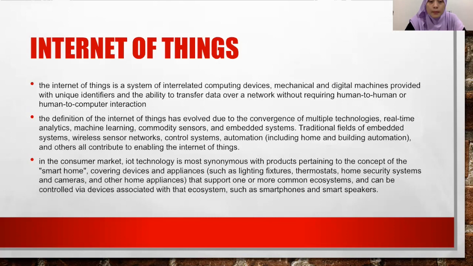So in the consumer market, IoT technology is most synonymous with products pertaining to the concept of the smart home. Okay, covering devices and appliances such as lighting fixtures, thermostats, and things like that. Now with a smart home, they can automatically adjust your house to be at a particular temperature all the time. You no longer need the remote. Okay, so it has become like an ecosystem. You know what's an ecosystem? Okay, where everything is connected to one another and everything is helping one another.